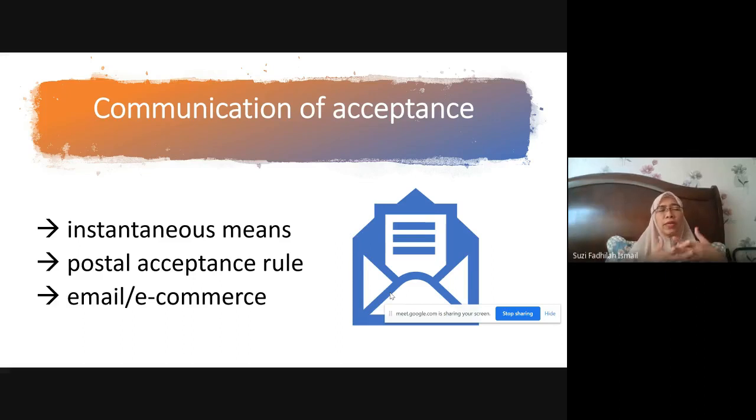We don't categorize email together with instantaneous means, because sometimes email is not really instantaneous, so there could be some variations to it. That's why we put them into three separate categories here.